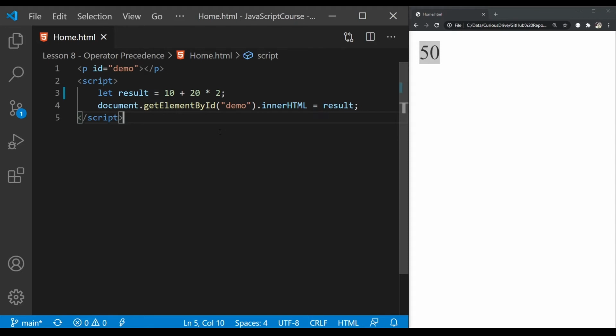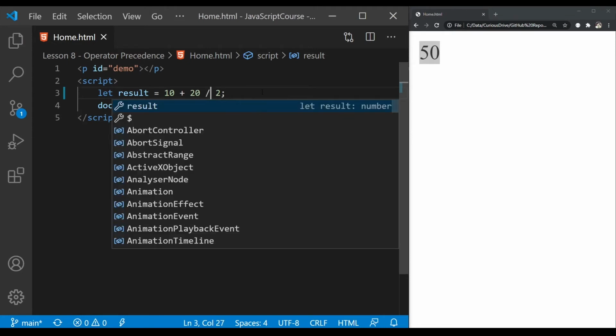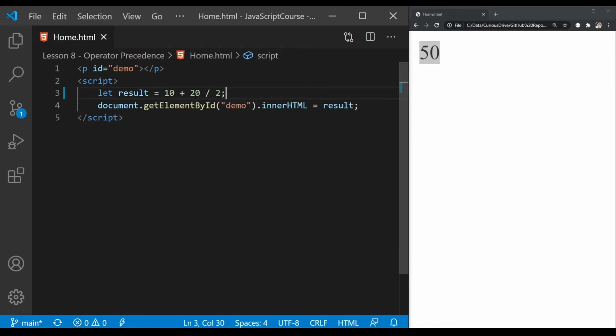Multiplication and division, they have the higher precedence in arithmetic expression. If I divide this, then it's going to divide 20 by 2. It's going to make it 10. 10 plus 10, result is going to be 20. It doesn't matter if you change the sequence of your multiplication or division. If I put division here, that means 10 divided by 20, it's going to make it 0.5 plus 2, it's going to make it 2.5 here.